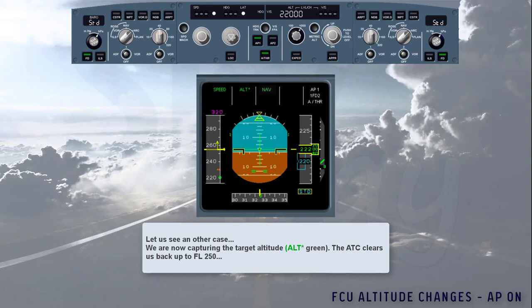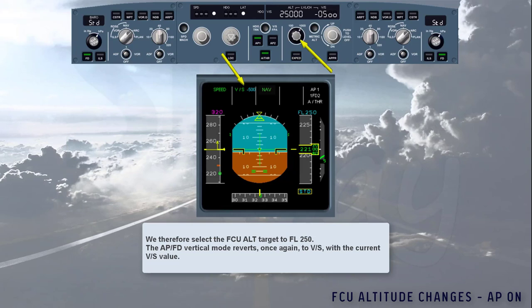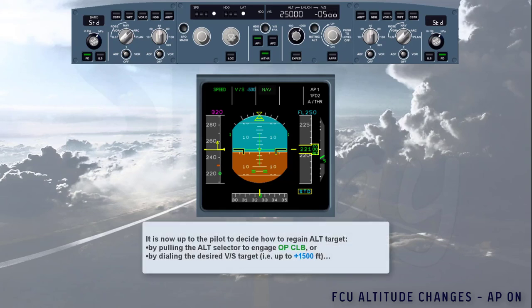We are now capturing the target altitude, altitude star green. The ATC clears us back up to flight level 250. We therefore select the FCU altitude target to flight level 250. The autopilot flight director vertical mode reverts once again to vertical speed with the current vertical speed value. It is now up to the pilot to decide how to regain altitude target, by pulling the altitude selector to engage open climb, or by dialing the desired vertical speed target, i.e. up to plus 1500 feet.